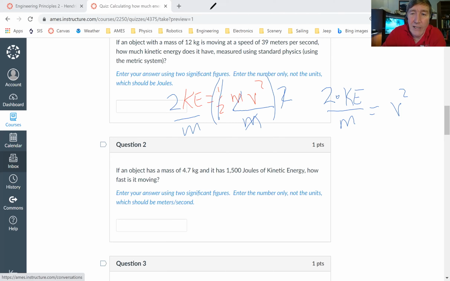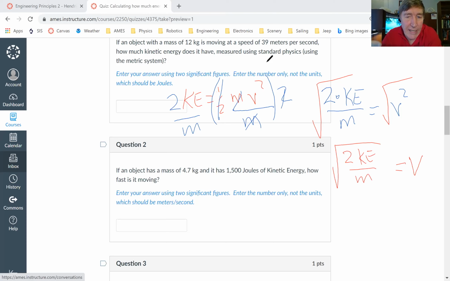So let me switch to red here. I'm going to square root that. And whatever I do to the right side, I have to do the same thing to the left side. Those are the rules of math. So what that tells me is that V is equal to the square root of 2 times whatever my kinetic energy was, divided by M. And so now I'm finished with the algebra.